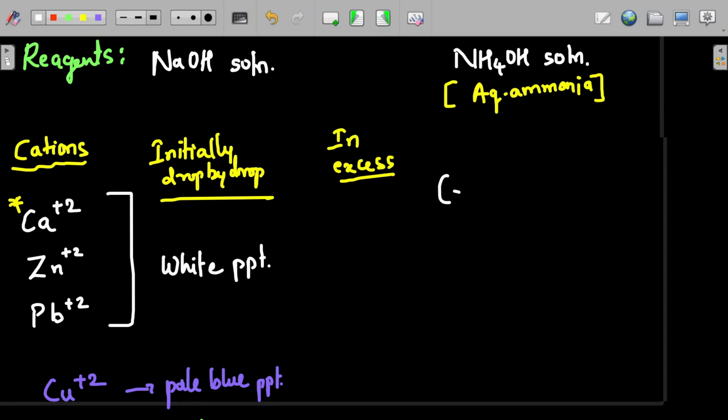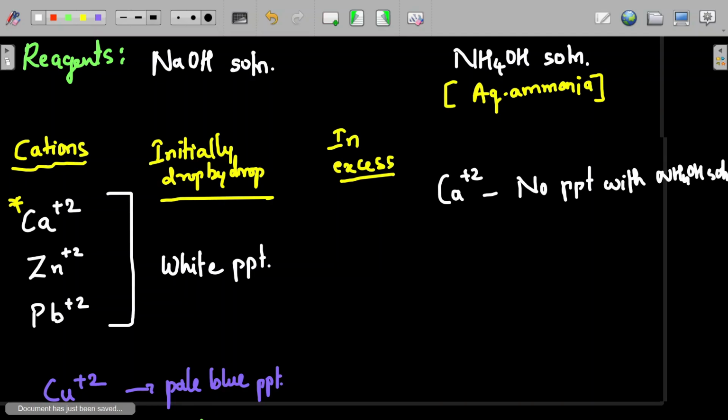So calcium ion will form no precipitate with aqueous ammonia, that is NH4OH solution. Now this itself we can use as a test to distinguish between NaOH and NH4OH. If they ask you how you distinguish between sodium hydroxide and ammonium hydroxide solution, you can simply take any soluble substance of calcium. And I told you about soluble substances yesterday, you simply take any metal nitrate, it is soluble in water. So directly take calcium nitrate.